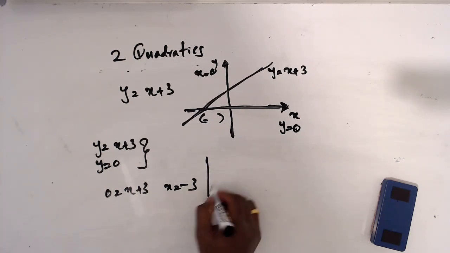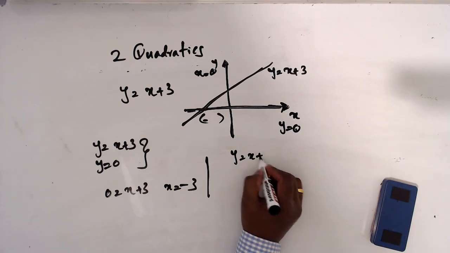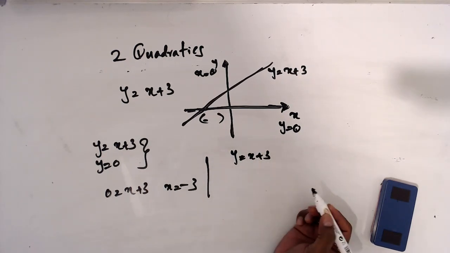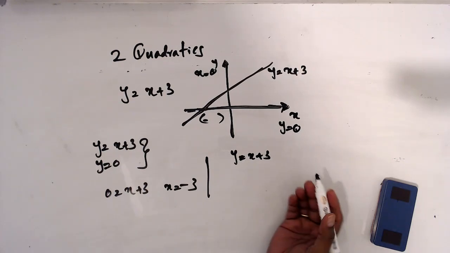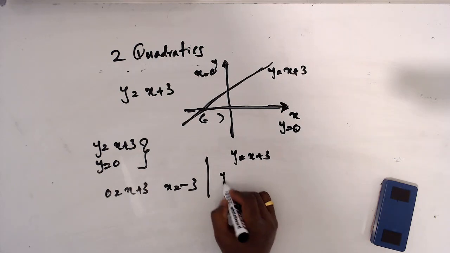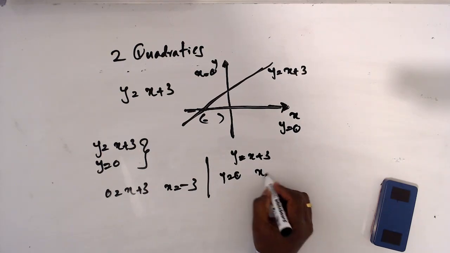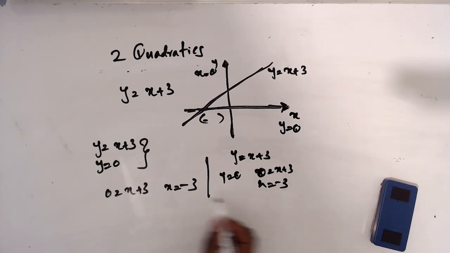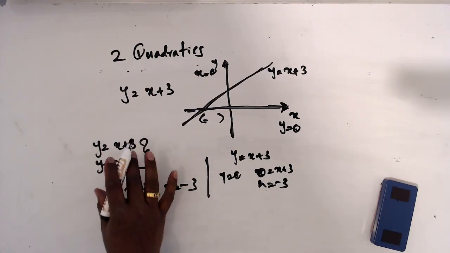I know that when you are asked to find the root, you simply put y equal 0. Then you will get 0 equal x plus 3 and x equal minus 3. Basically, this is what is happening.